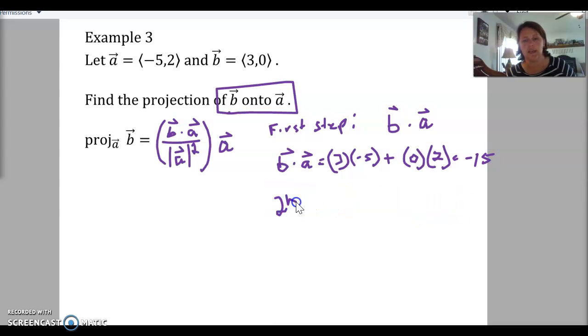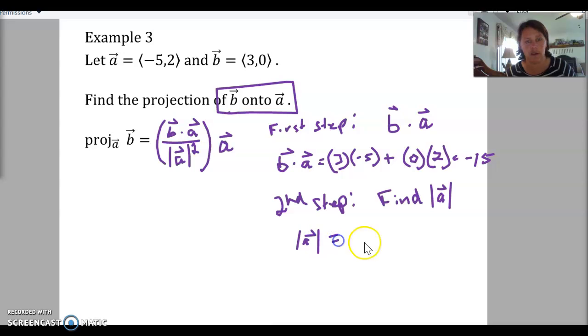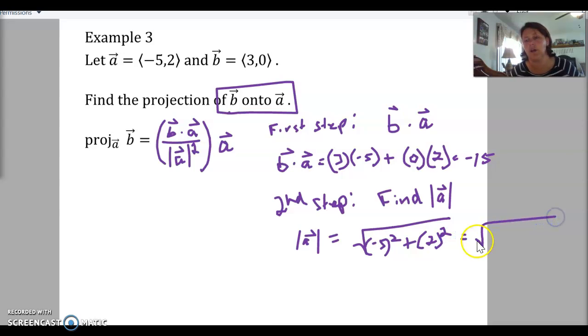Then the second step, step 2, we want to find the magnitude of vector A. Our magnitude of vector A is going to equal the square root of negative 5 squared plus 2 squared, which is going to equal the square root of 25 plus 4, and therefore is the square root of 29.